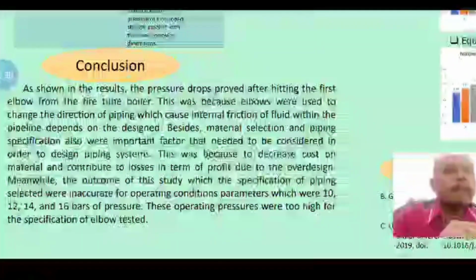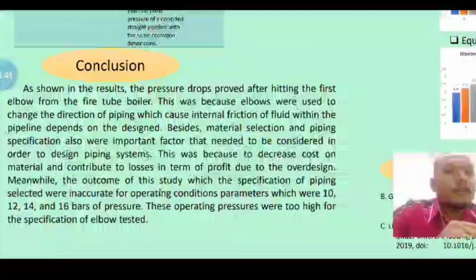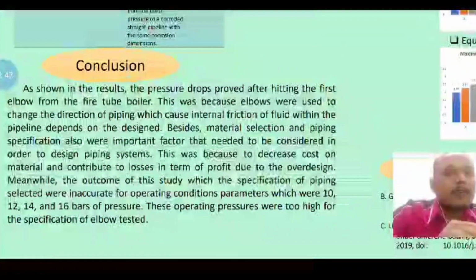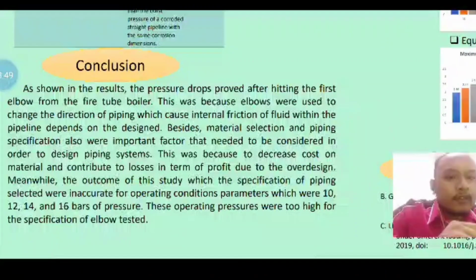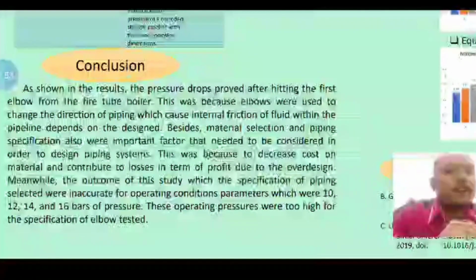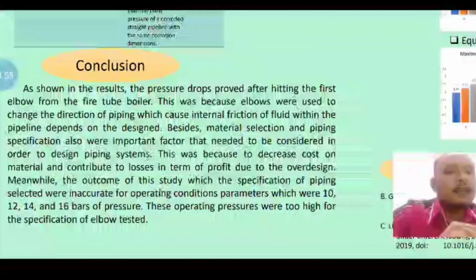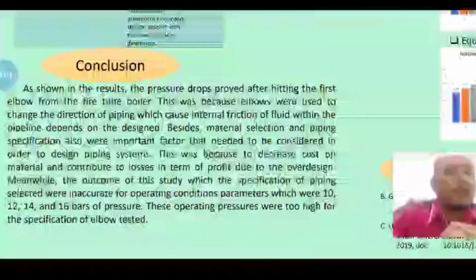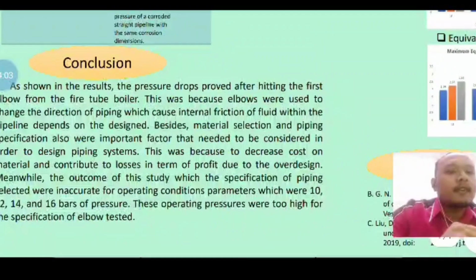The outcome of the study is that the specification of the piping selected was inaccurate for the operating condition parameters, which are 10, 12, 14 and 16 bar of pressure. This operating pressure was too high for the specification of the elbow tested. That's all from me.